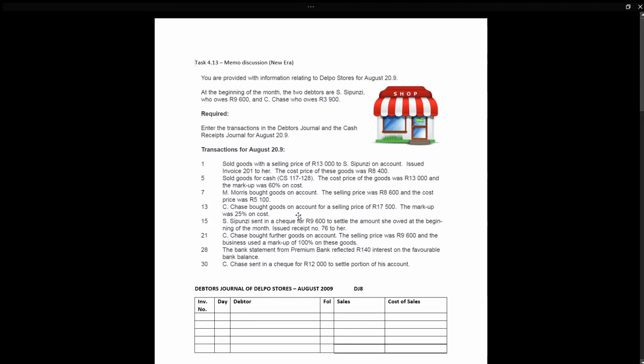Good day everyone, today we are going to do the memo discussion of task 4.13 out of our New Era textbook for grade 9s. So let's go through the question.